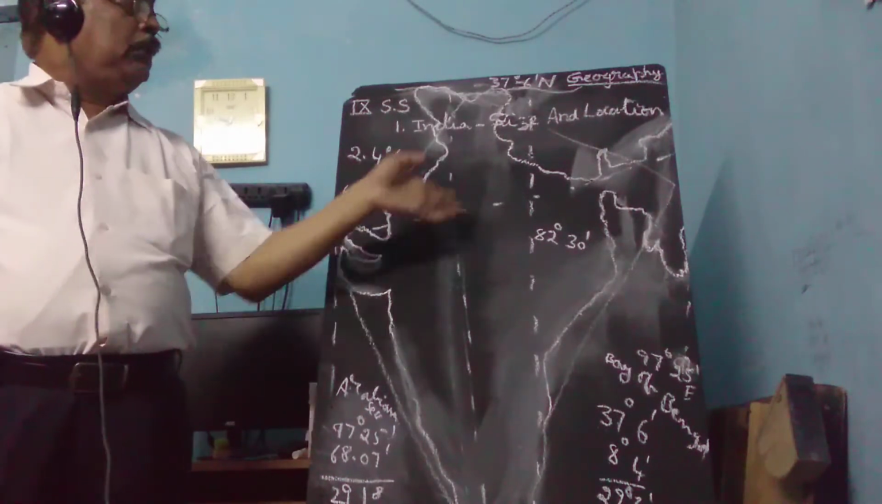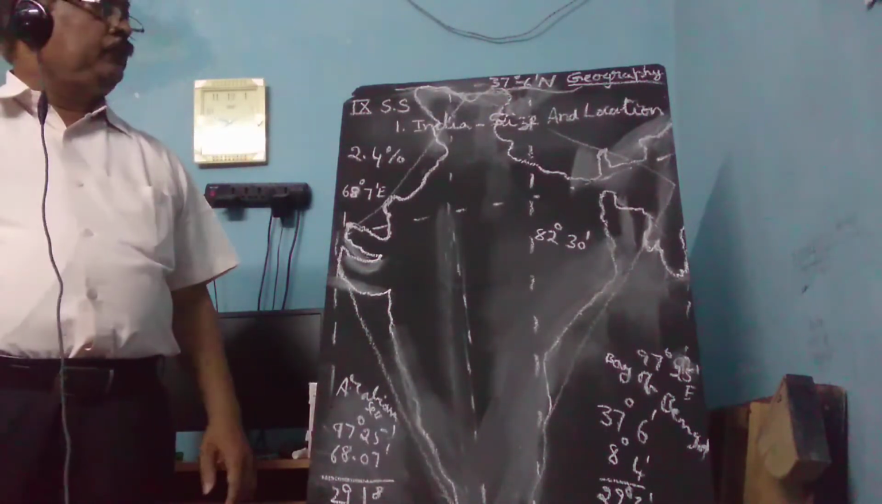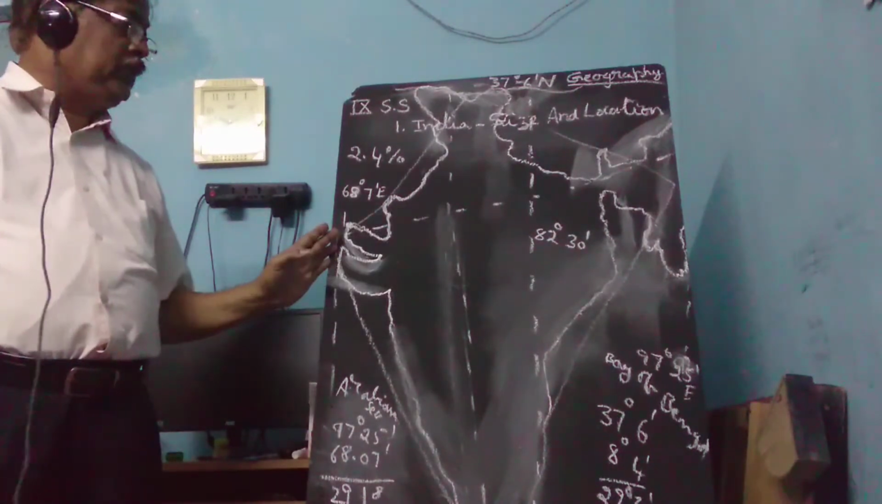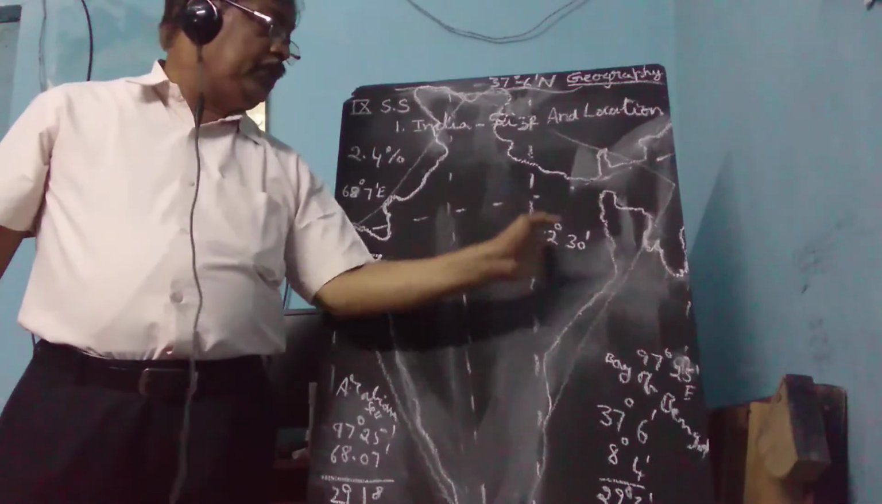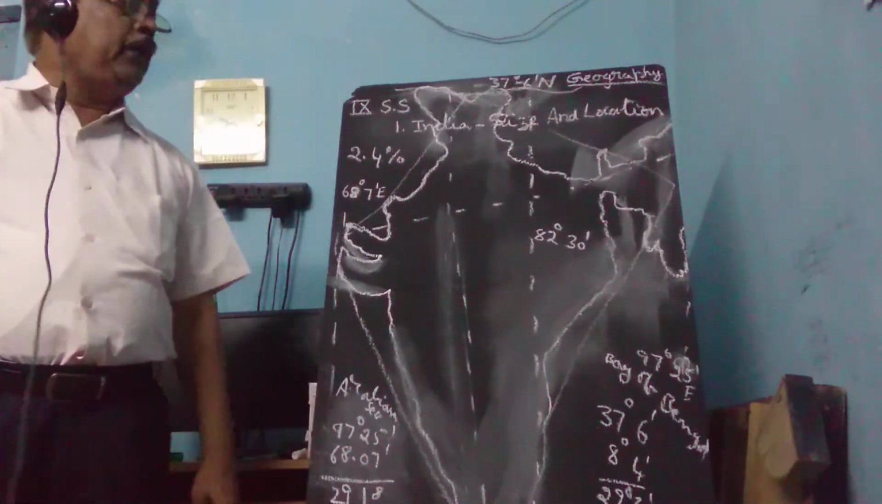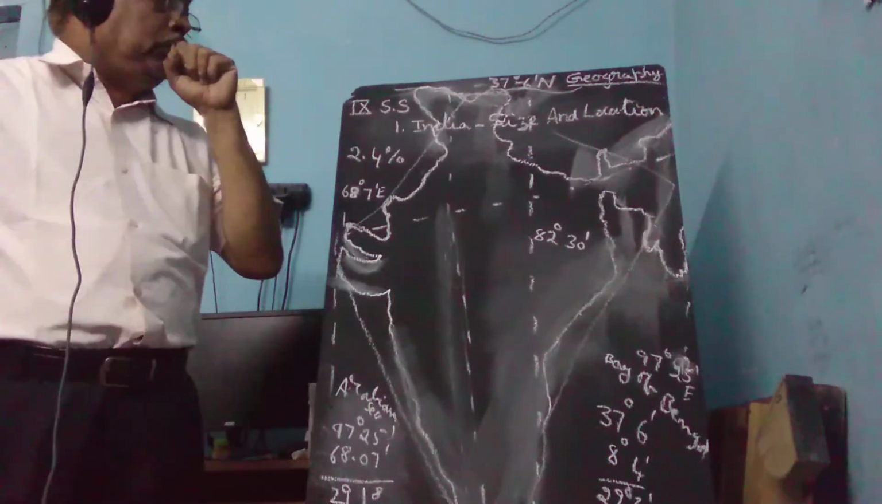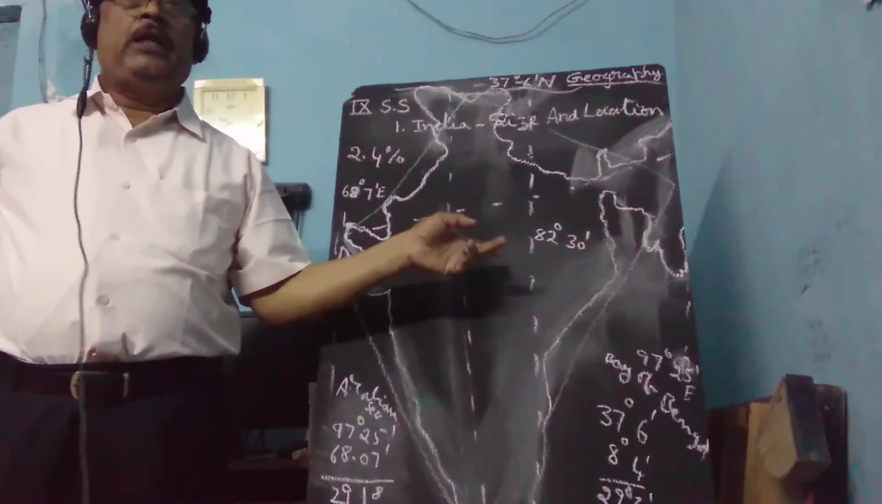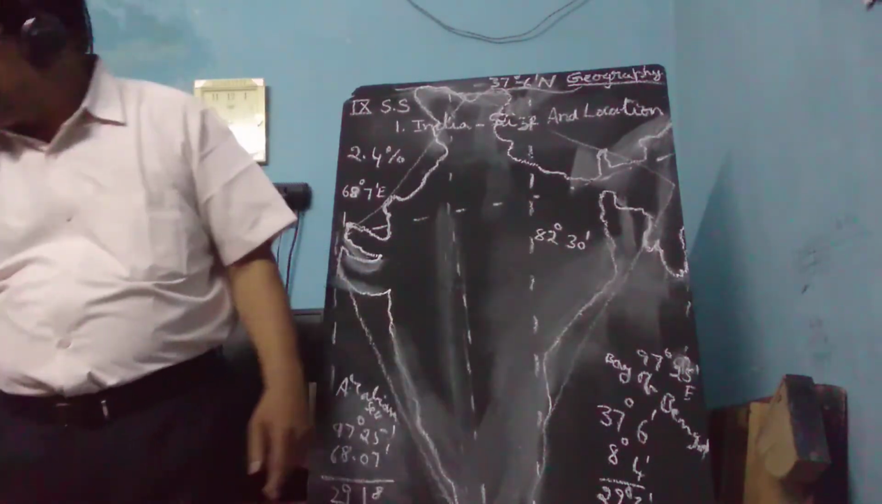That's why the line which is passing through the middle of India, that is equidistant from the west and also from the east, is taken as the standard meridian of India, and the Indian Standard Time is fixed accordingly with the help of the standard meridian, that is 82 degrees 30 minutes.